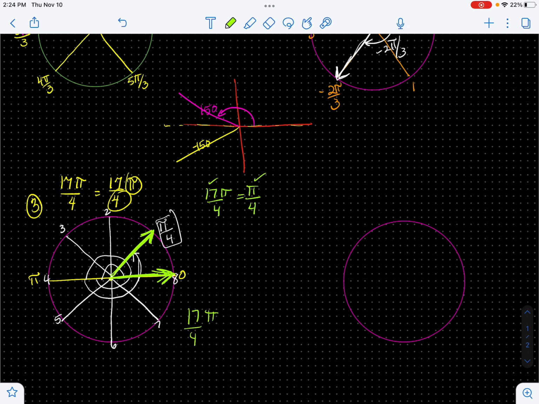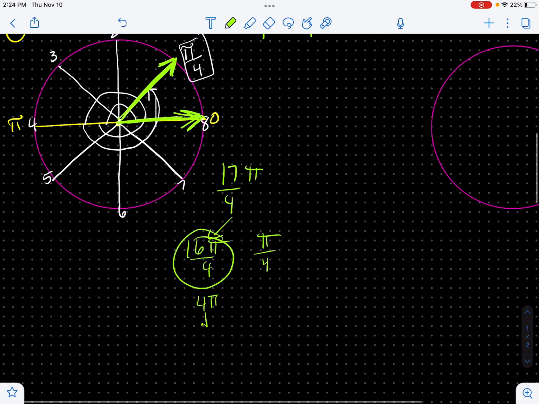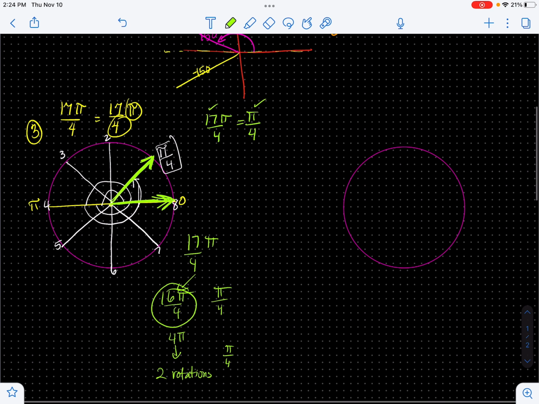That brings me to this point. Can I not write this as 16 pi over 4 and then another pi over 4? I could split it like that. And this is 4 pi, and 4 pi refers to 2 rotations. So 2 full rotations later, we end up at pi over 4. That's another way to look at it without having to go round and round.